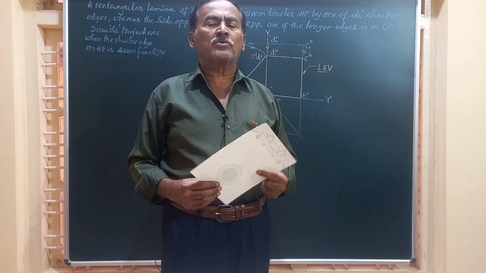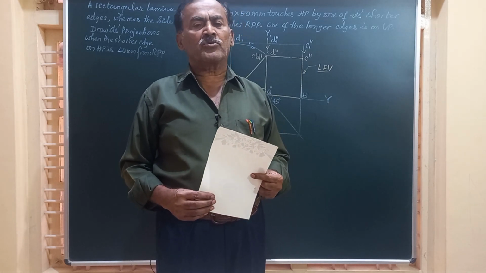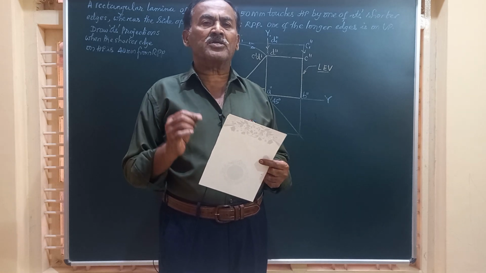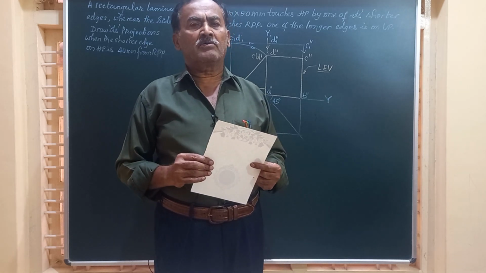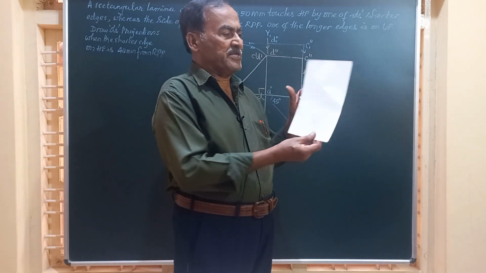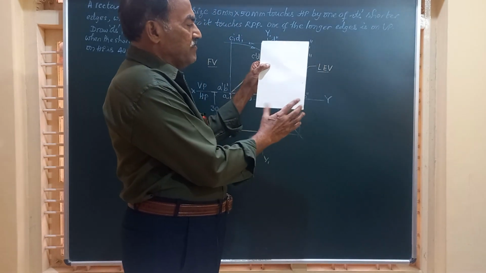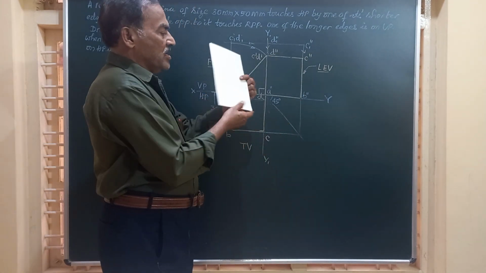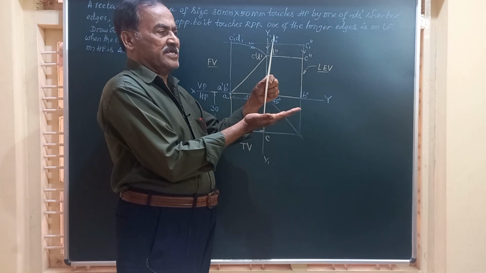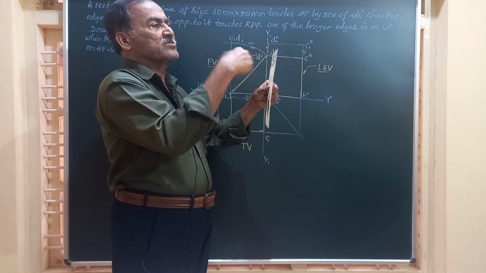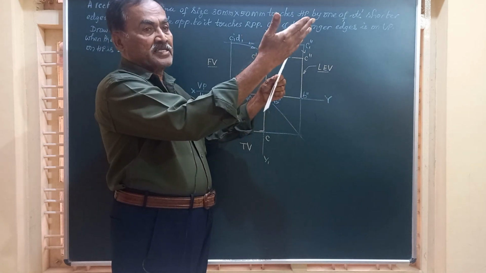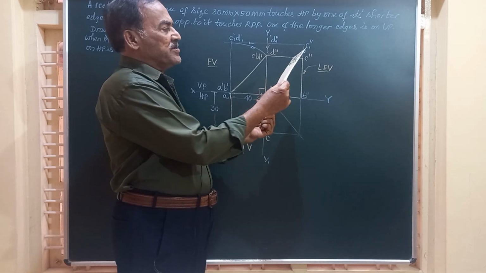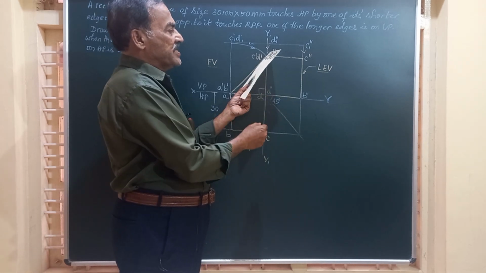In this video, we are going to learn about a very interesting problem on the projection of a rectangular lamina. Friends, we have a rectangular lamina of size 30 mm by 50 mm, and this is resting on HP on one of its shorter sides, whereas the side opposite to that is touching the right side plane, or the right profile plane. And finally, it will have a shape something like this, which I have written here.